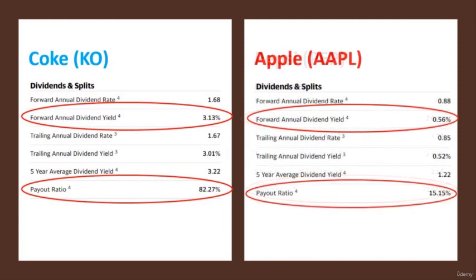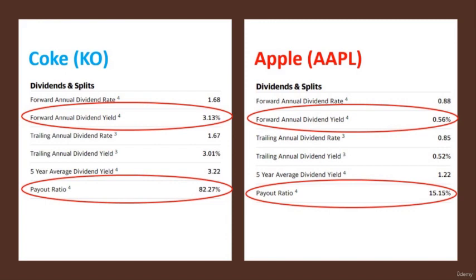Now let's compare Coke, let's say, to Apple, right? There are a few technology companies like Microsoft and Apple that pay out a little dividend. And you can see with Coke, I'm going to get a bigger dividend yield, 3% again, versus Apple, where it's not even 1%, it's 0.56%. So you get a little dividend in terms of a percentage paid out from Apple. Now let's look at that payout ratio. Coke is at 82%, Apple 15%, right?